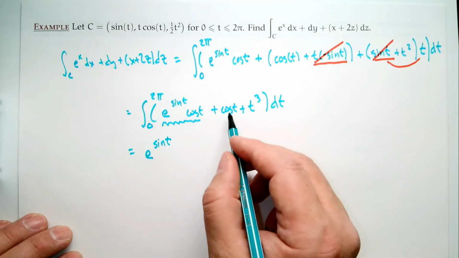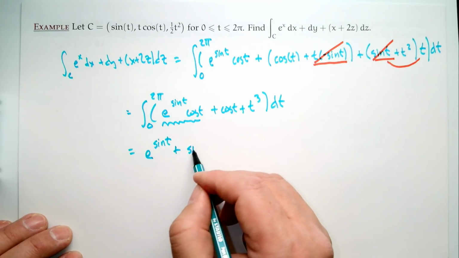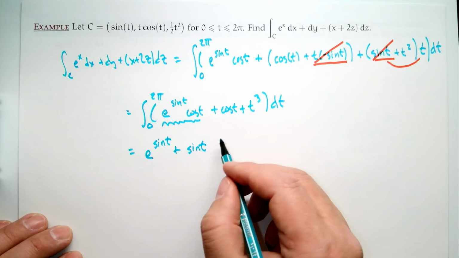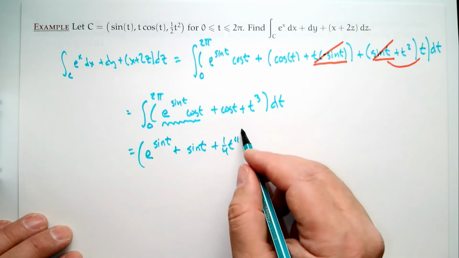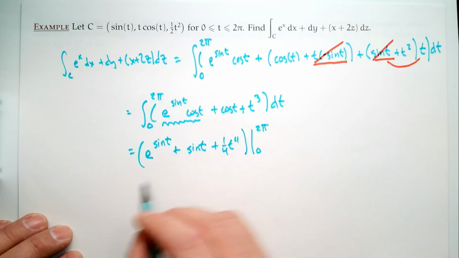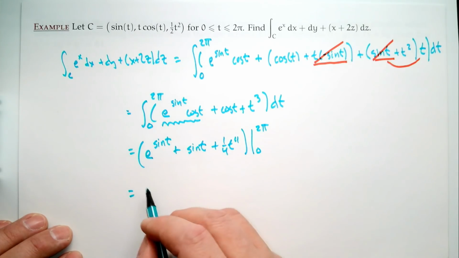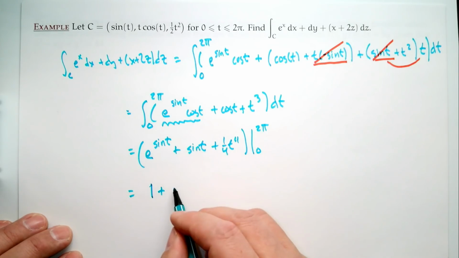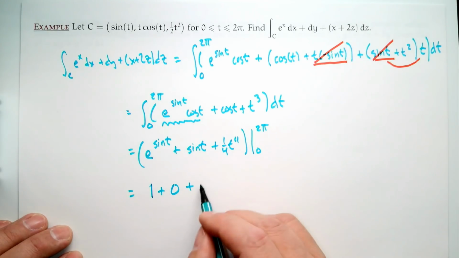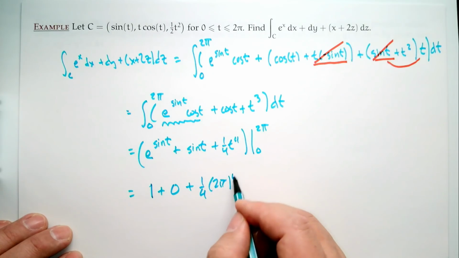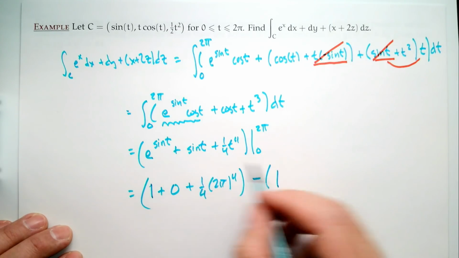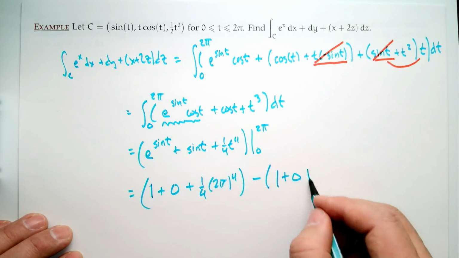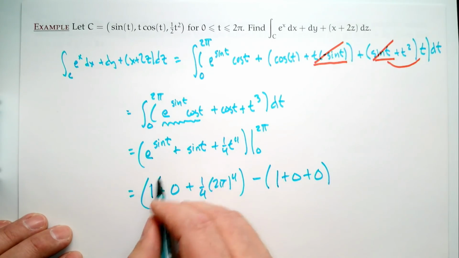All right. Then the integral of cosine is sine. And then the integral of t cubed is 1/4 t to the 4th. And we're going to evaluate from 0 to 2 pi. So e to the sine of 2 pi, that's e to the 0, which is 1, plus sine of 2 pi, which is 0, plus 1/4 times 2 pi to the 4th. Subtract e to the 0, which is 1, sine of 0, still 0, and 1/4 times 0 to the 4th is 0. Well, the 1's cancel.